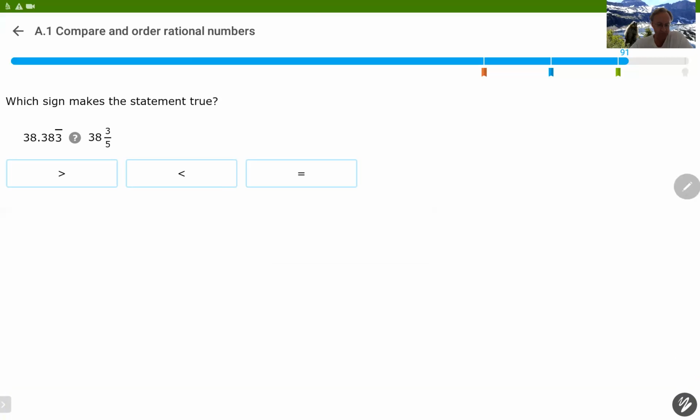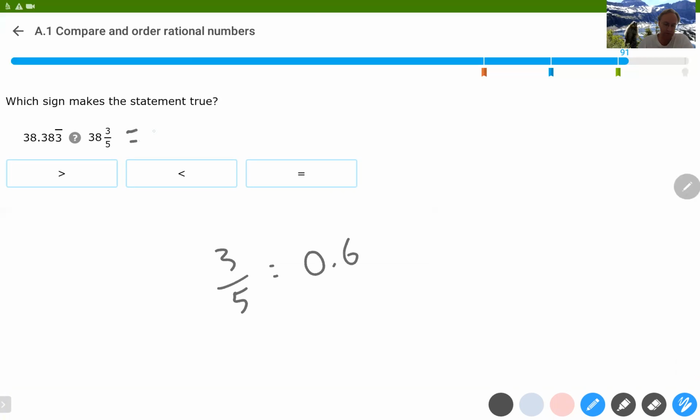Now, is 3/5... oh, all right. 3/5 is equal to 0.6. So this is equal to 38.6, which happens to be bigger than 0.383. So we want that one.